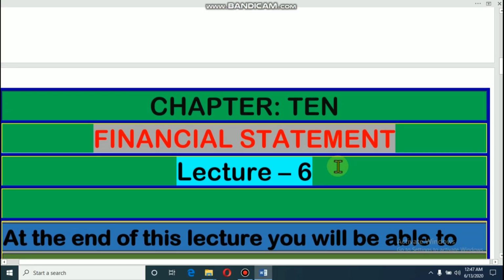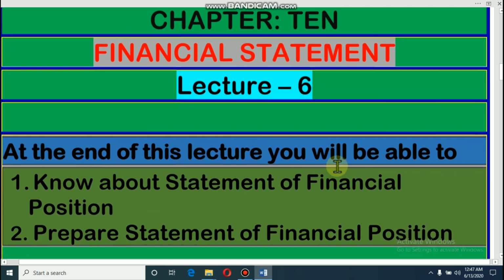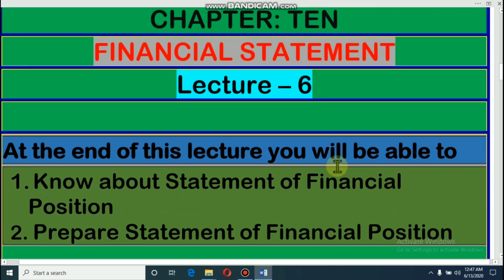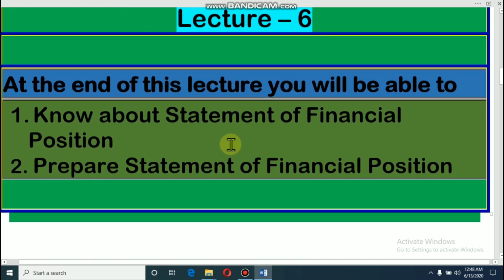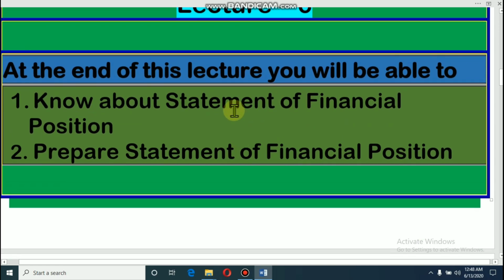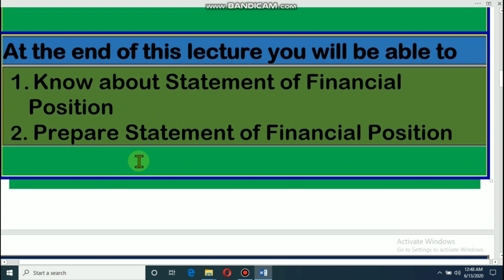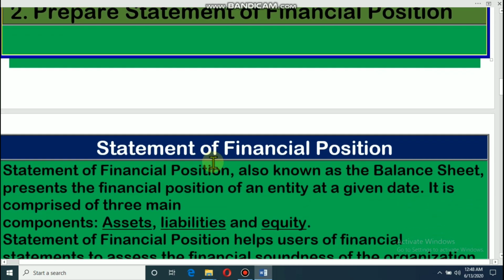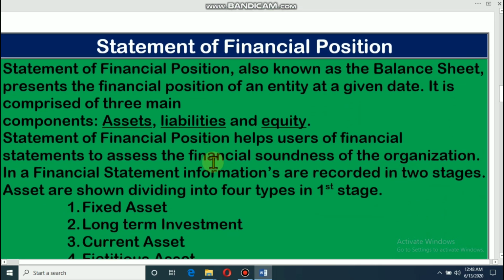Today we will discuss chapter 10, and chapter 10 is financial statement. This is our 6th lecture on this chapter. Dear student, at the end of this lecture you will be able to know about the statement of financial position and you can prepare the financial position. Now come to our class.